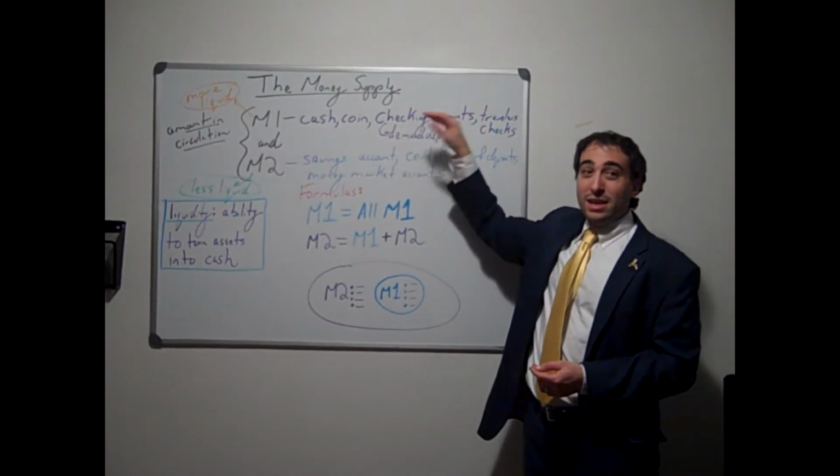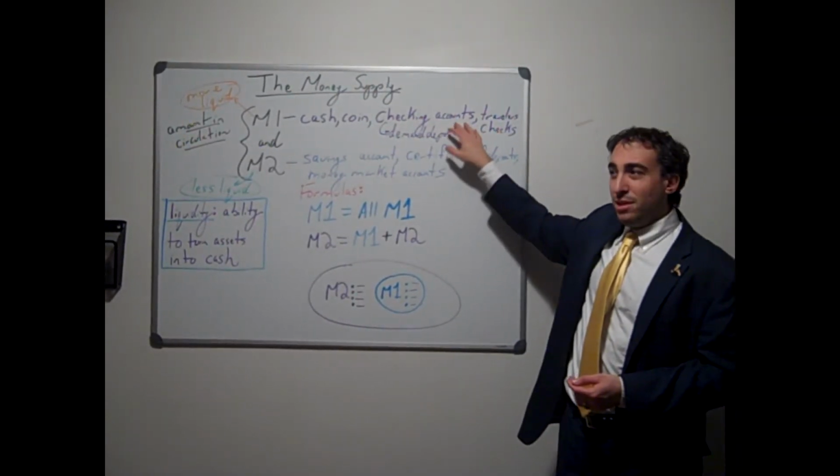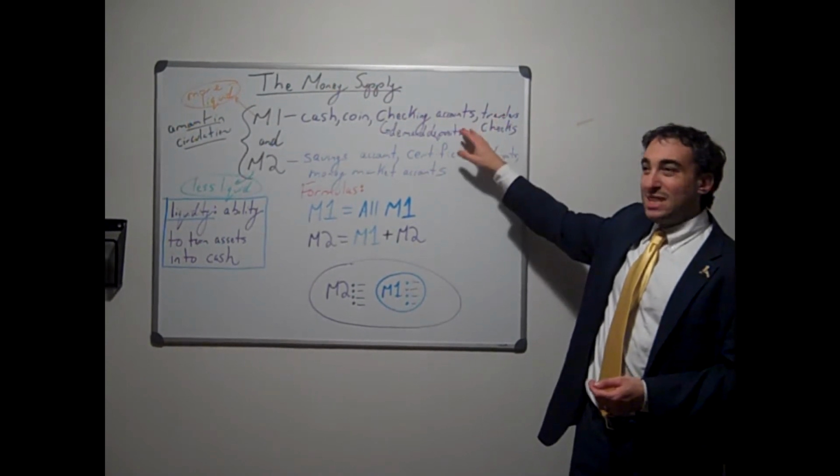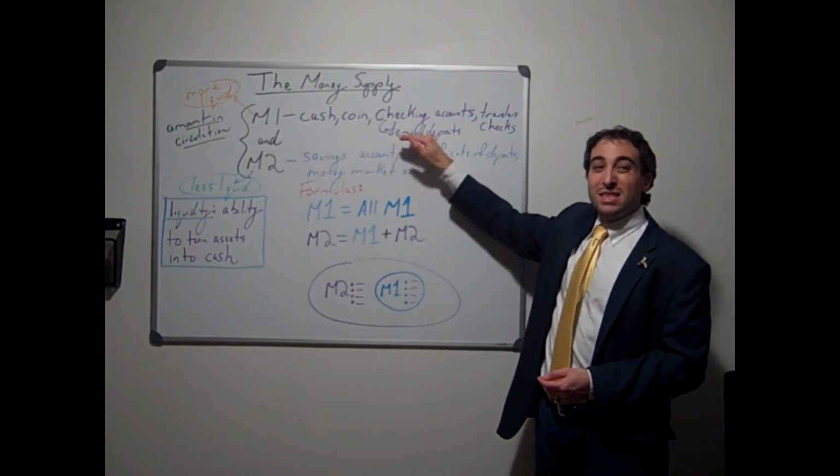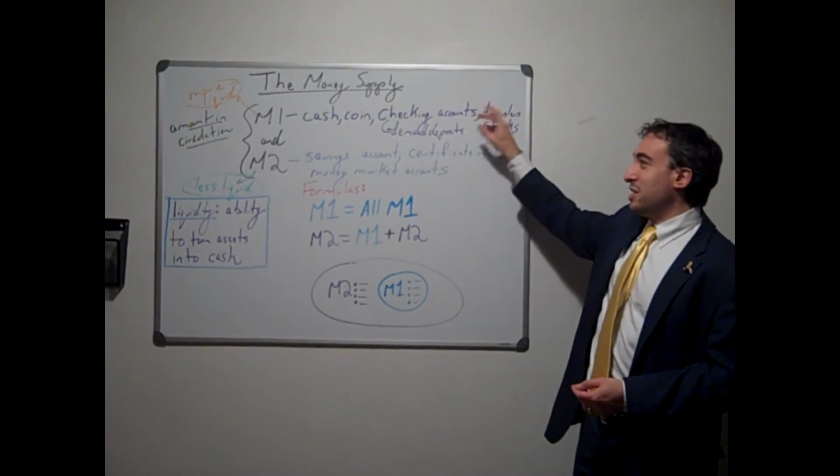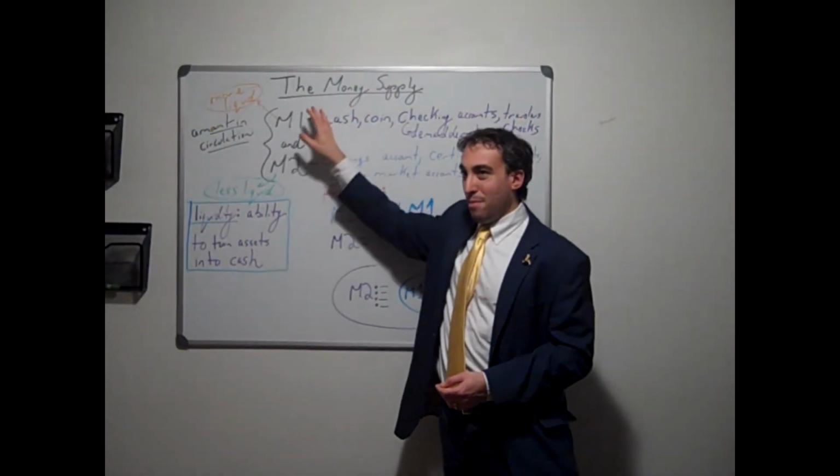But the checking account is your most basic type of banking account. It's where you're able to demand your money the quickest. So that's why checking is part of M1.